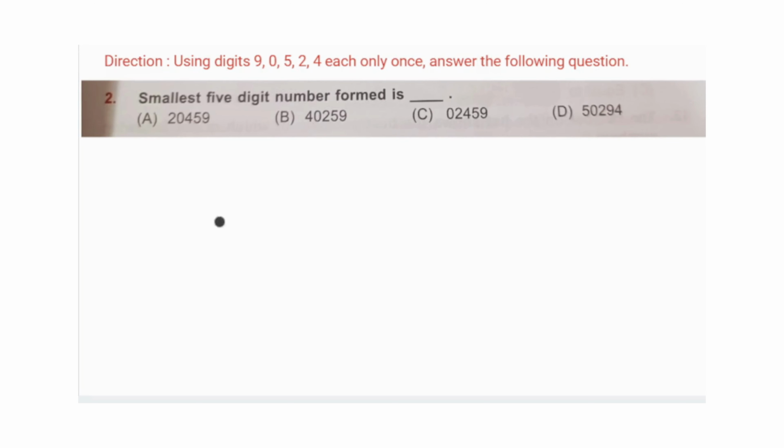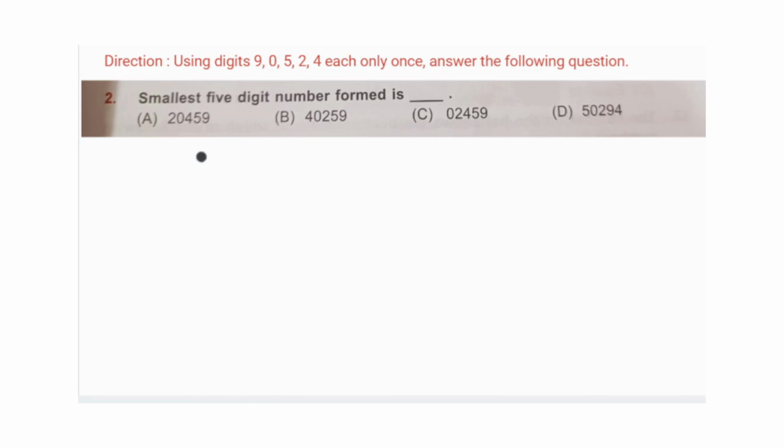Let's look at question 2 of number sense. For this question, they have given a direction which reads as: using digits 9, 0, 5, 2, 4 each only once, answer the following question. Smallest 5-digit number formed is. Here are our options. So let's analyze the direction.